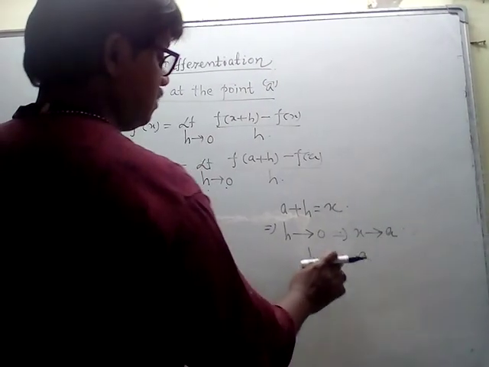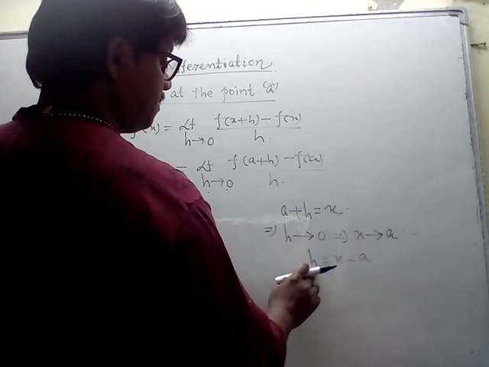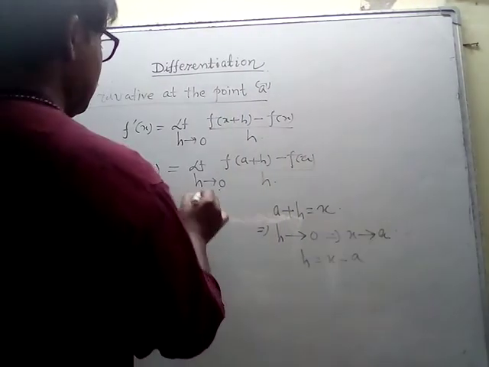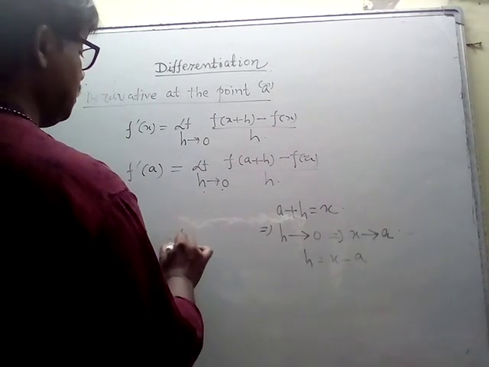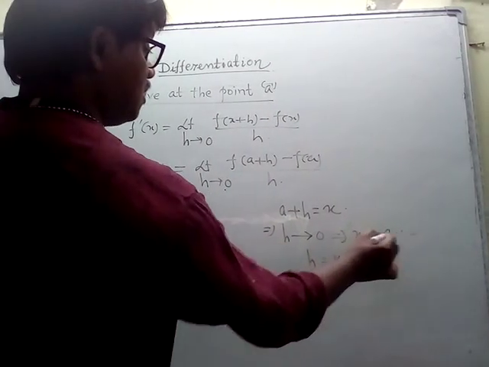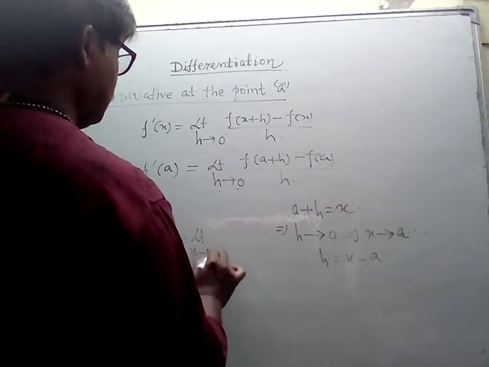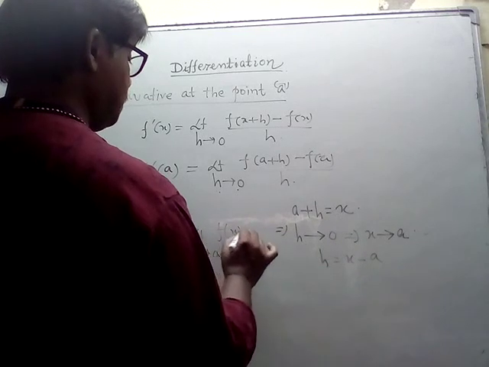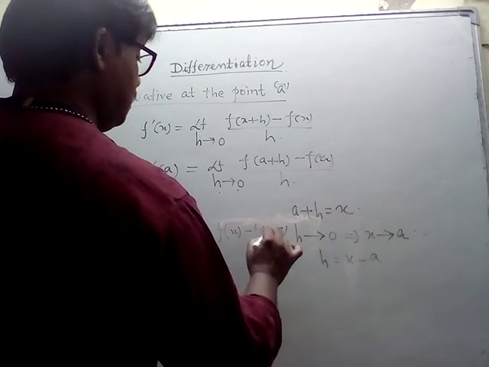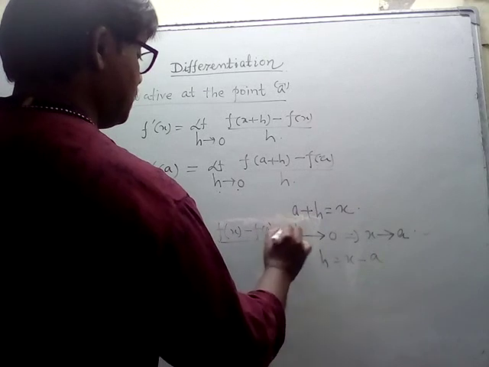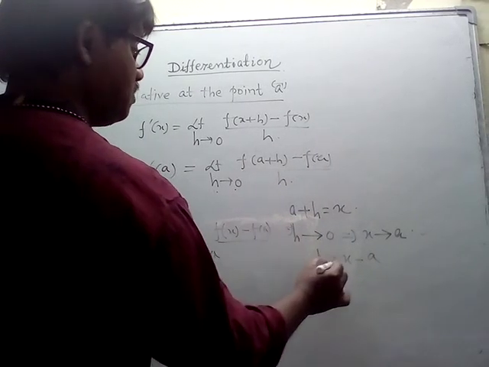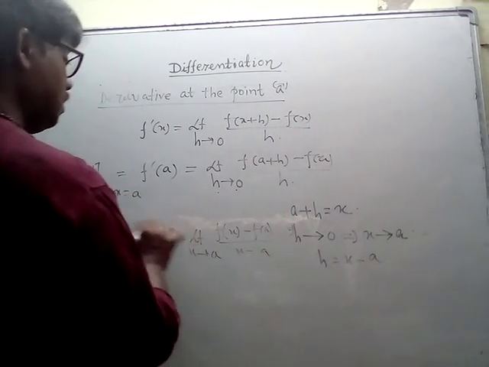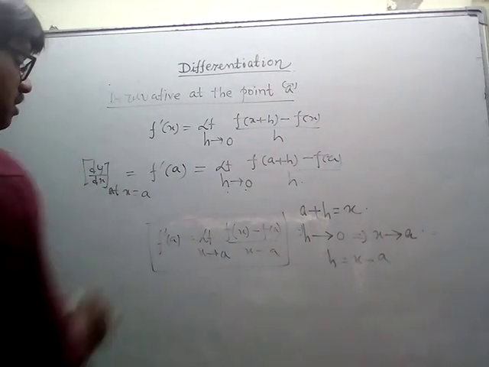When x approaches a, then h tends to 0, or h approaches 0, then x approaches a. Then this limit becomes: limit h tends to 0 means x tends to a. f of a plus h means x, minus f of a divided by h means x minus a. This is also another form of derivative at the point a.